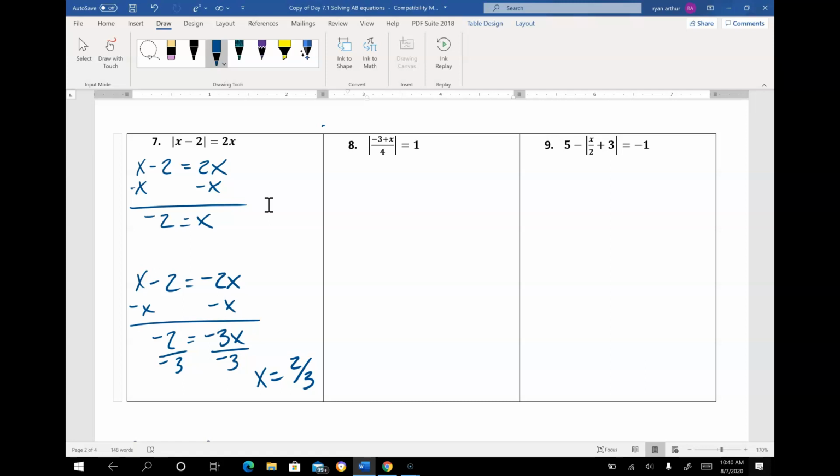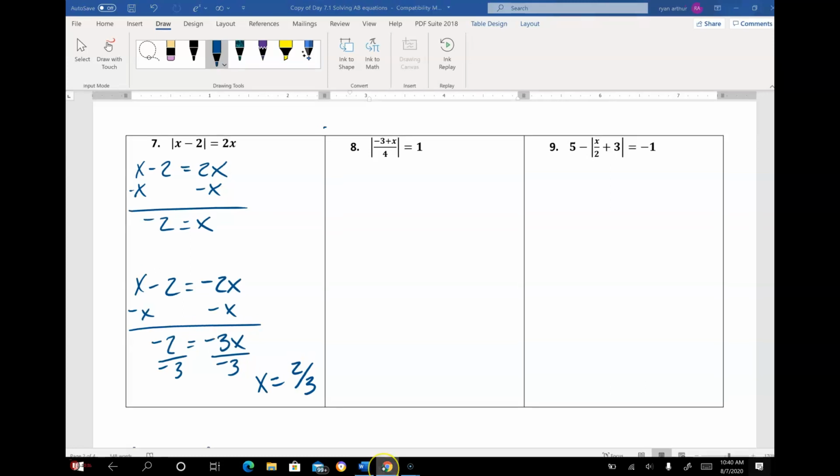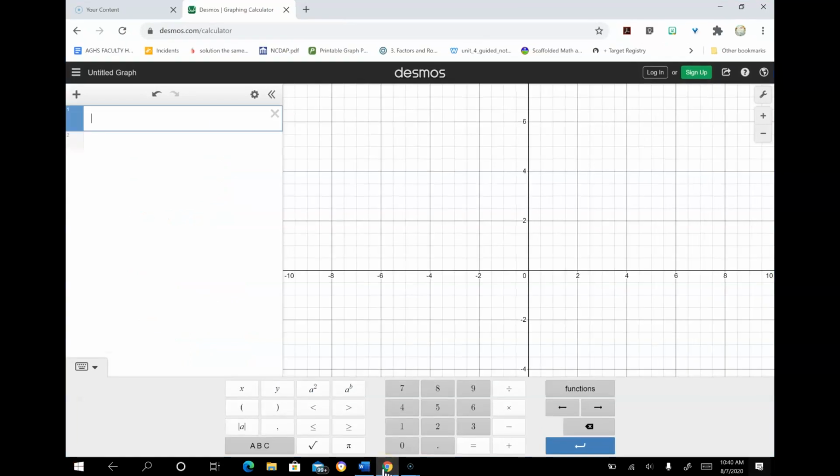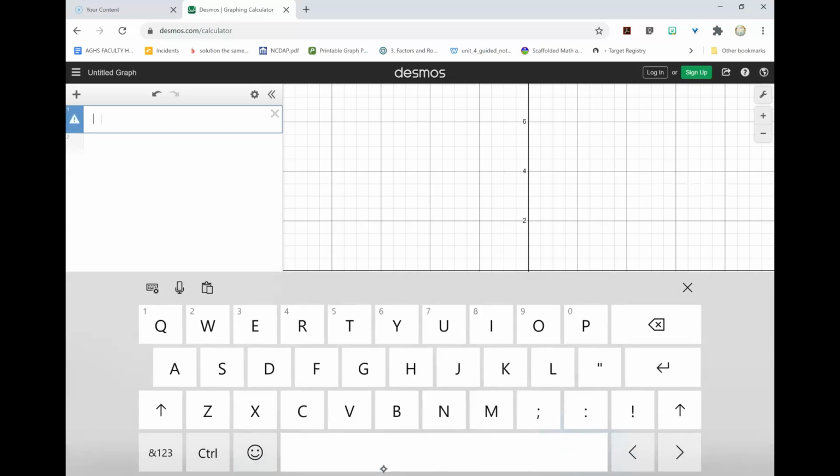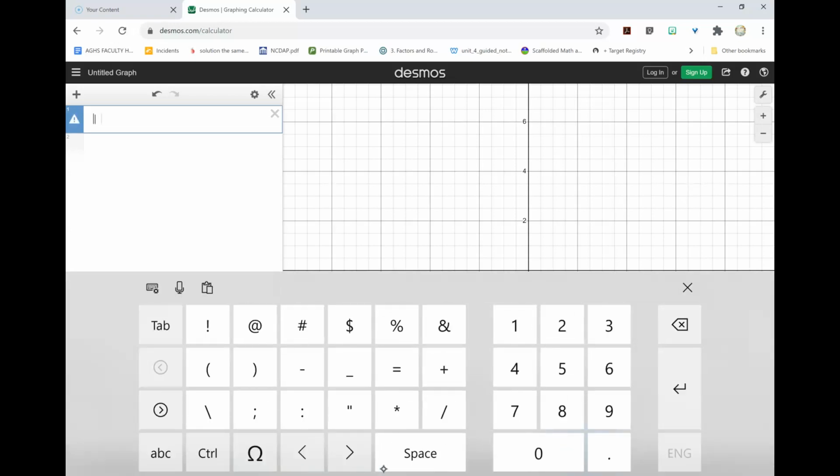Now, I need to check these answers, okay? When you check these answers, there's an x on both sides. So you have to check both sides, and both sides have to give you the same number, okay? All right, so we're going to go to Desmos. And we're going to check both sides. So one side is the absolute value of x minus 2. So the first number is negative 2. So we're going to say negative 2 minus 2. We all know that's going to give us, yep.